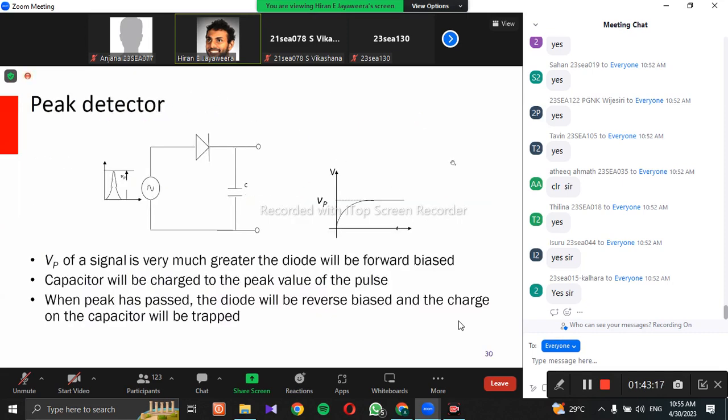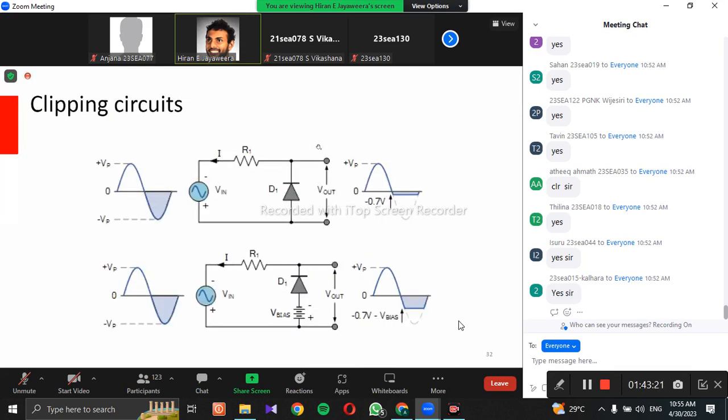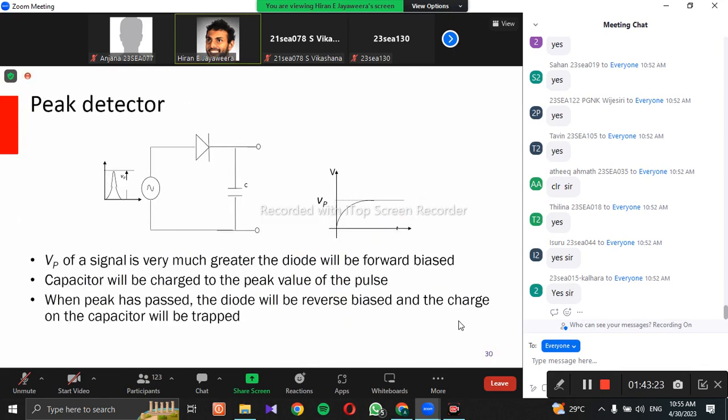Okay, I will finish with the peak detector. Now, this circuit is a very interesting circuit.